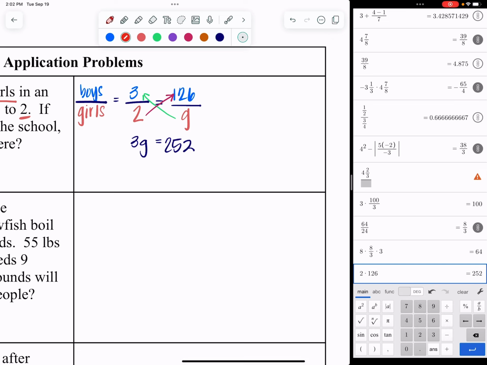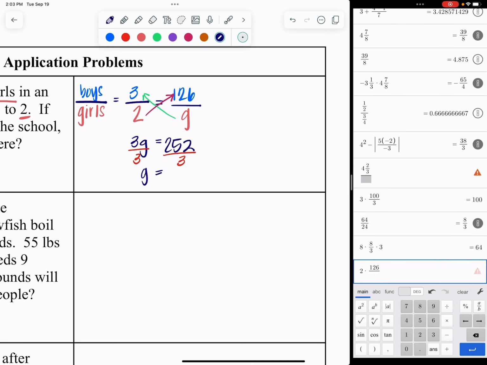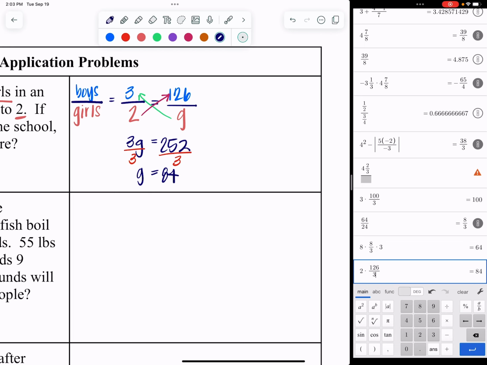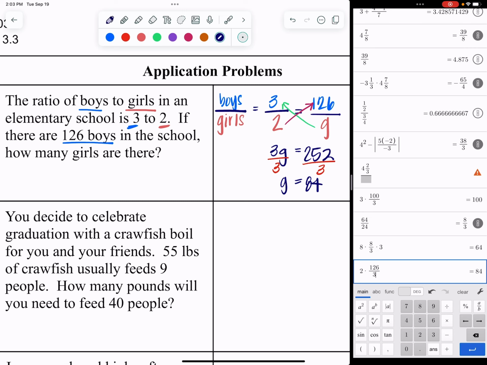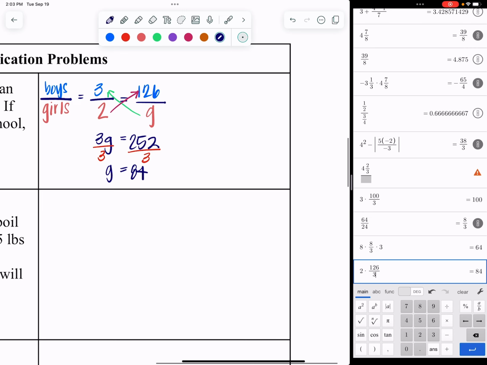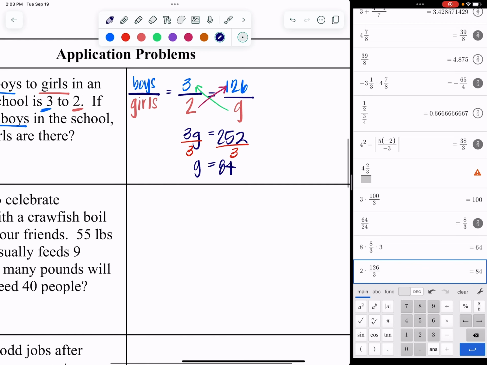I'm still dealing with multiplication, so I want to divide in order to isolate the G. If I do 252 divided by 3, I get 84. So what does that mean in terms of our problem situation? That means that if we have 126 boys with a ratio of 3 boys for every 2 girls, we have 84 girls in the school.